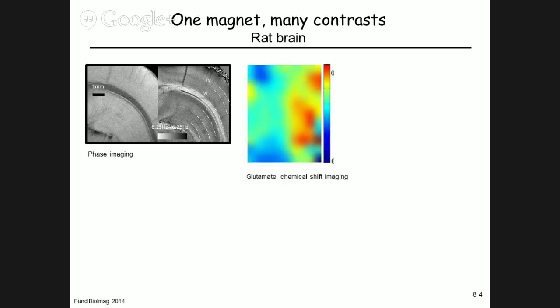Glutamate is the major neurotransmitter in the brain. This is a depiction of its distribution in the brain here. It's very high on this side, and where it's low, that's a region of stroke.